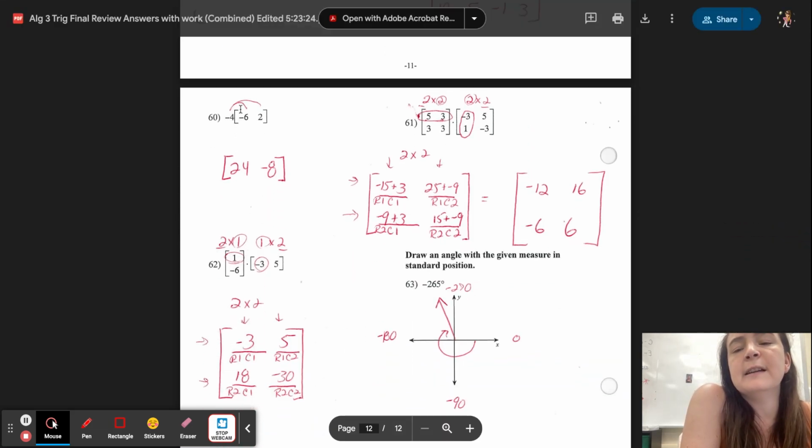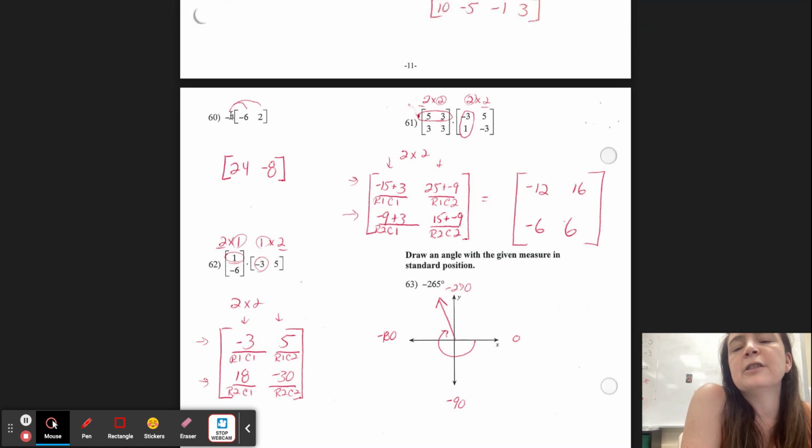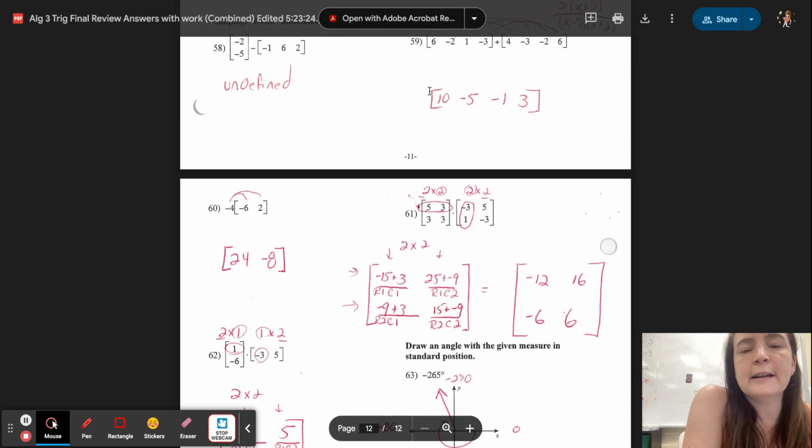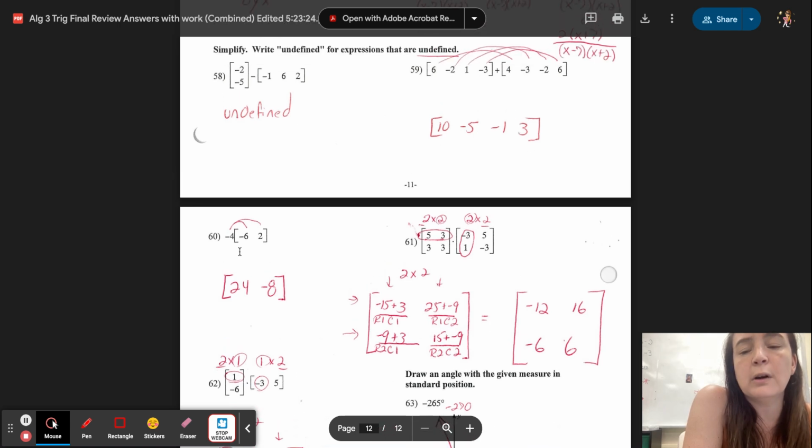For number 60, it's multiplication by a scalar. That just means that you take this number on the outside, multiply it to all the numbers that are on the inside. Please make sure your answers are written in the right format. It must also match the matrix that you started with.